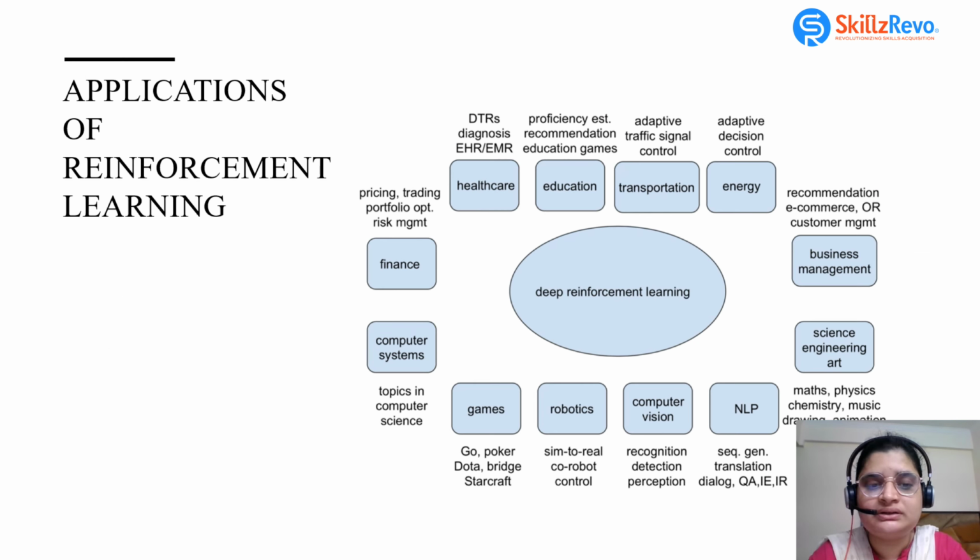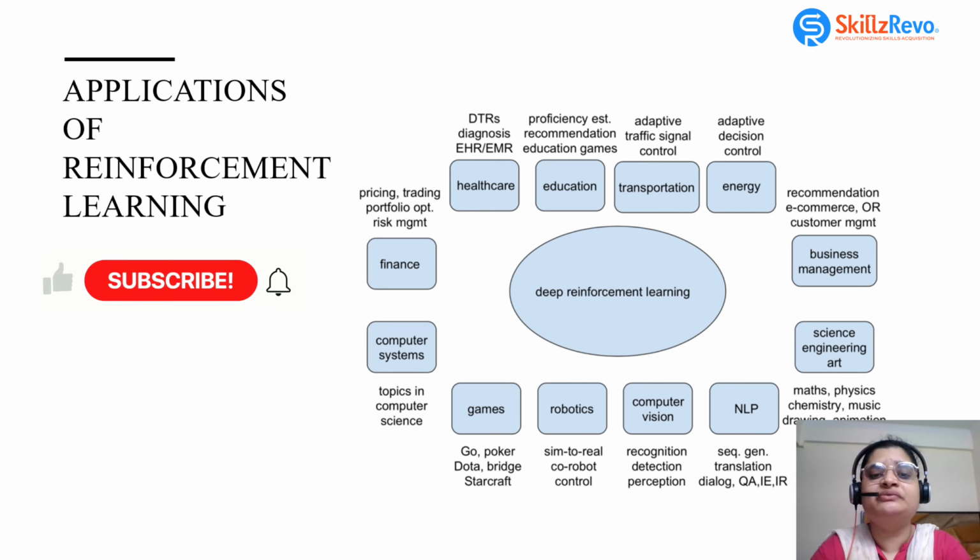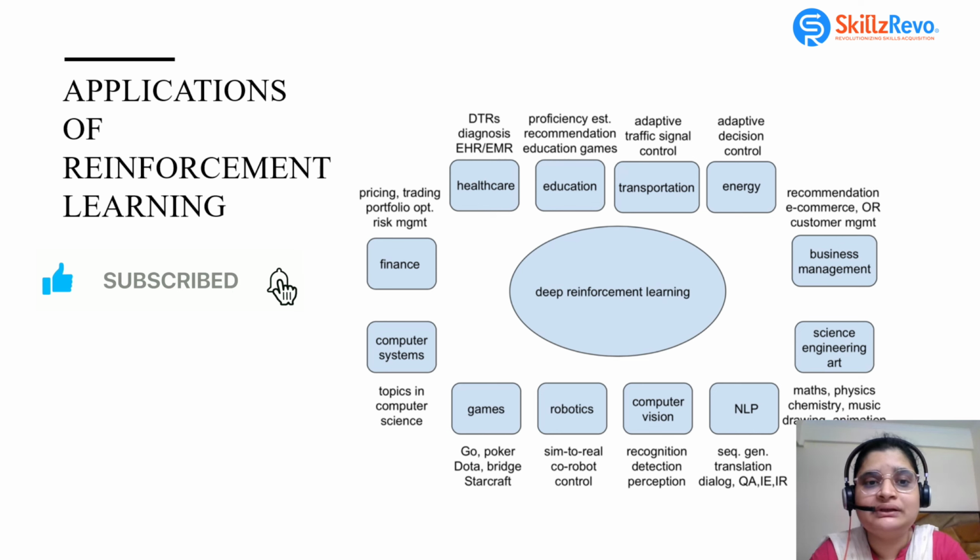Now let's talk about the applications. Reinforcement learning is behind some of the most advanced AI systems today. For example, it's being used in self-driving cars to navigate unpredictable environments, in recommendation systems to improve the user experience and retention, in healthcare to optimize treatment strategies, especially in the case of cancers, etc.